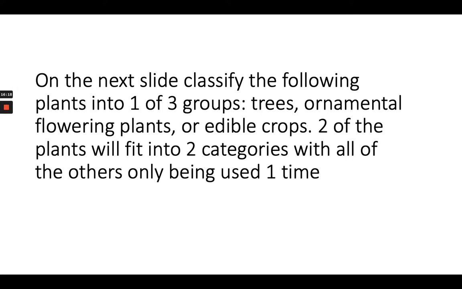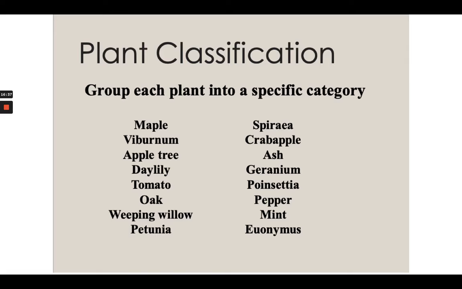So this is going to be your assignment, which I have a video explaining in your assignment tab. It says on the next slide, classify the following plants into one of three groups: trees, ornamental flowering plants, or edible crops. Two of the plants will fit into two categories. All of the others are going to be used only one time. So here's your plant classification, and I'm not asking you to give me any type of genus and species names. I simply want you to classify them.